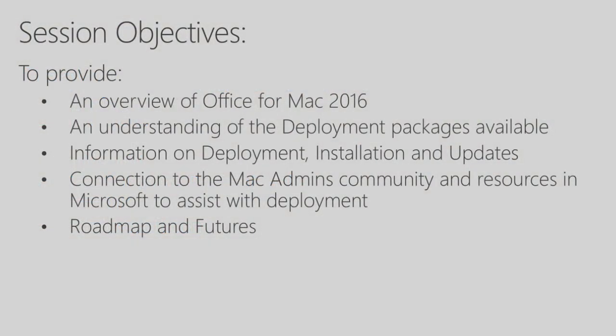What we're looking to do here is talk a little bit about Office for Mac and why you should choose it as a productivity platform. Understand a little more about the deployment packages available, and then go into deployment, installation, and updating the platform. We'd also like to help you connect to some of the communities out there that can help with your deployment as you get back into your organizations. And we're going to talk about the roadmap and futures around things like the new build types, and some of the conditional access and management pieces that have already been hinted at in some of the keynote sessions.